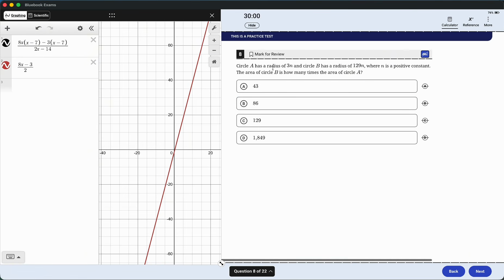Next one. Circle A has a radius of 3 n. Circle B has a radius of 129 n. The area of circle B is how many times the area of circle A? So you can actually calculate the areas. Just make up a number for n and you can literally calculate the areas. That would be one way to do it.